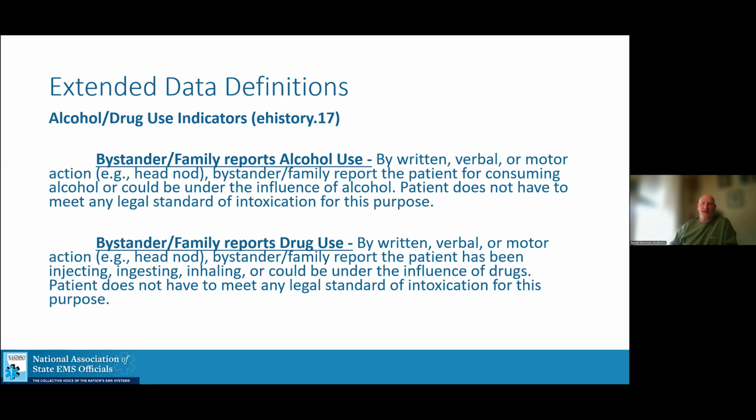Next here we have update on extended data definitions. So 2 new field values were added for 3.5.1 for the alcohol and drug use indicators. They are bystander or family reports alcohol use and bystander or family reports drug use. So very similar to the extended data definitions wording that we have now, but basically just sort of updating the fact that it's the bystander reporting and under the influence of alcohol or under the influence of drugs.